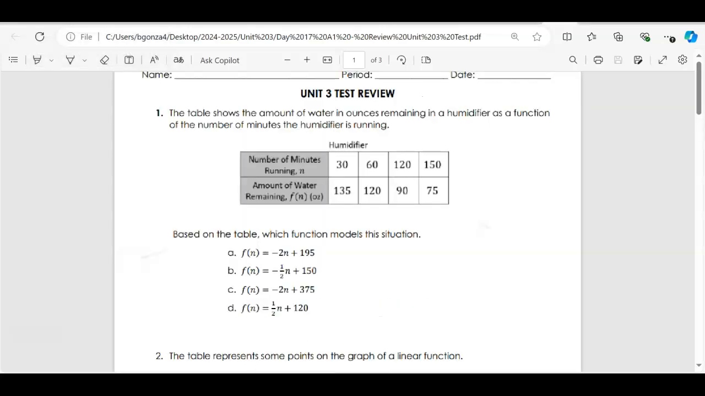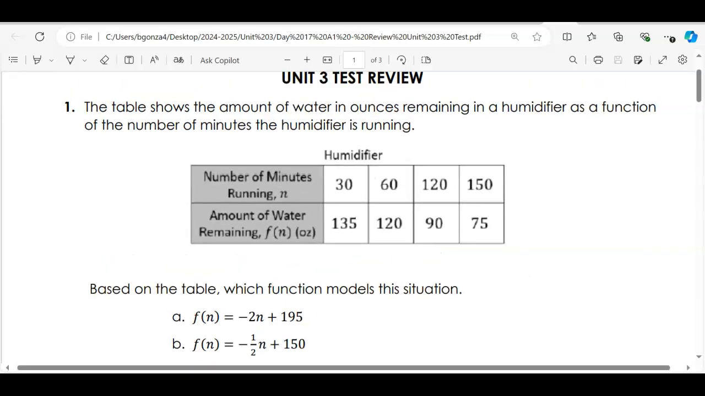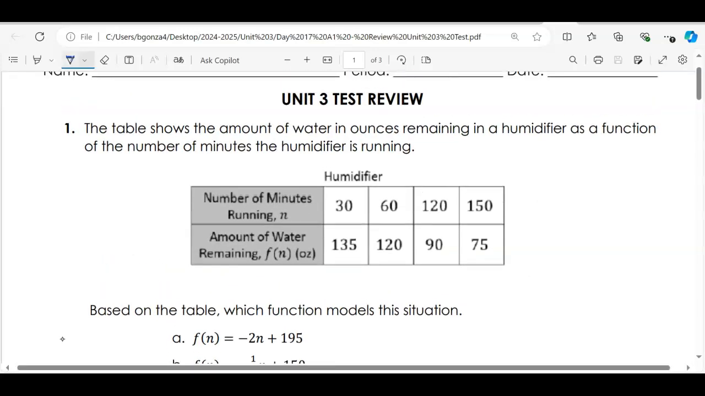So number one says the table shows the amount of water in ounces remaining in a humidifier as a function of the number of minutes the humidifier is running. Now remember, when you're doing this, your top is your x value. This is like x, and then this one is like y.